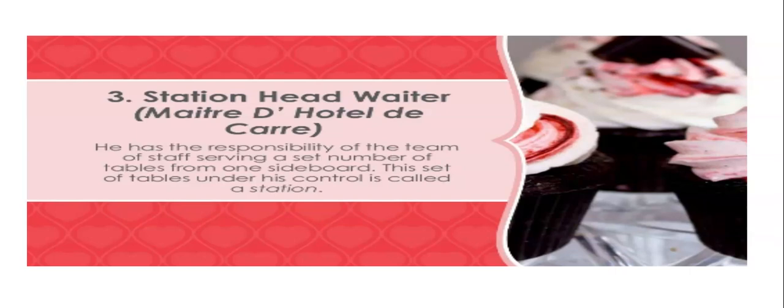So the station head waiter will designate a number of staff who are in charge of a specific area or location. Example, inside a restaurant, if the restaurant is too big, of course, there are a lot of table numbers. Say for example, tables 1 to 10, there's a particular team of staff who will be in charge of serving all the guests. So the station head waiter is the one who will assign those staff where they need to be placed. They need to be attentive to the guests' needs.